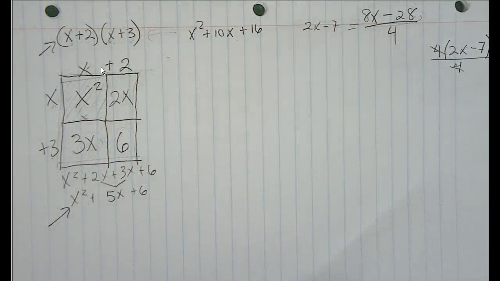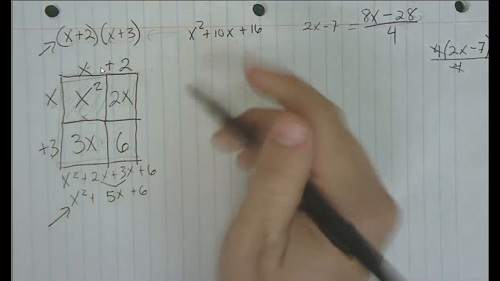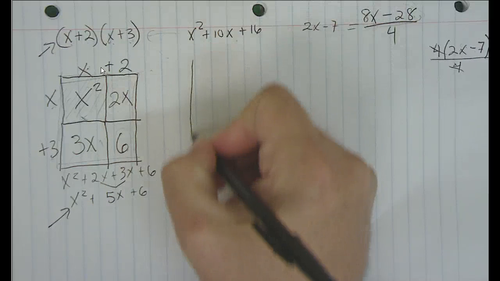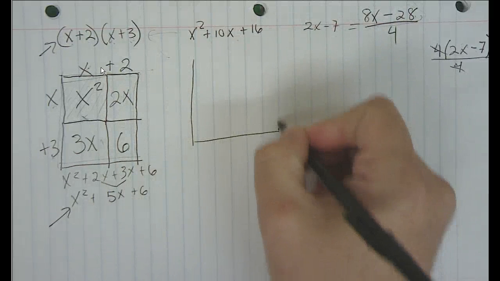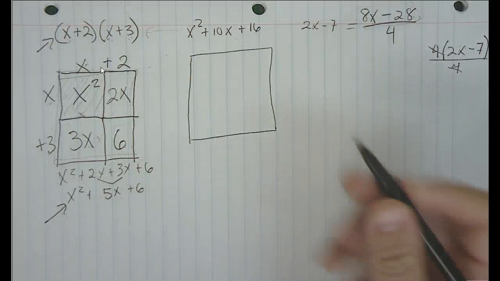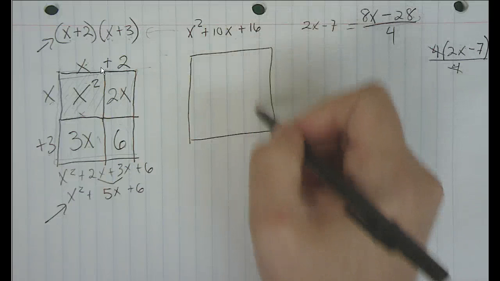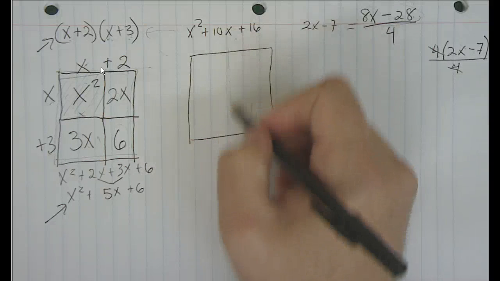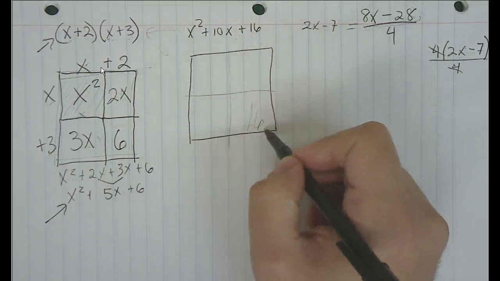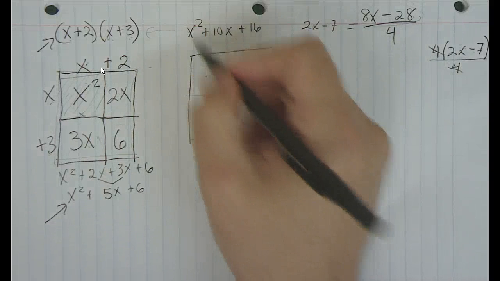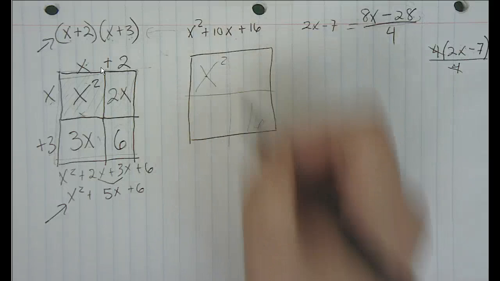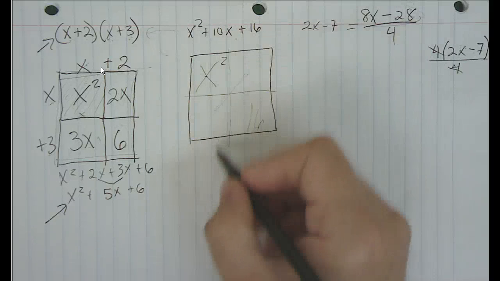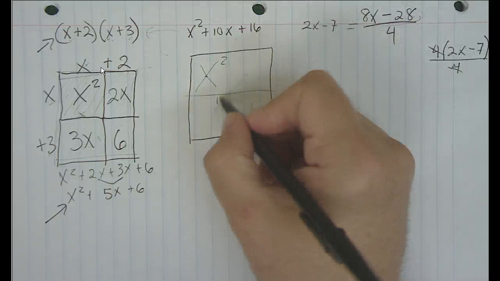A pair of binomials. I want to find a way to factor this out. Okay, so what I would do is, if I was factoring it out using this model, I would think to myself, pretty much I want this term here to be 16. This bottom right corner is going to be 16. And in this top left corner, I'm going to put x squared. And then the sum of these two has to add up to 10x.